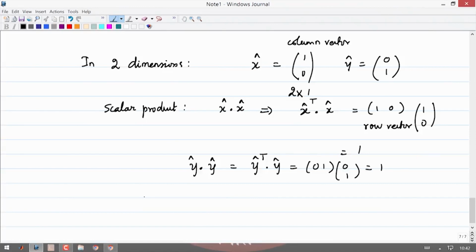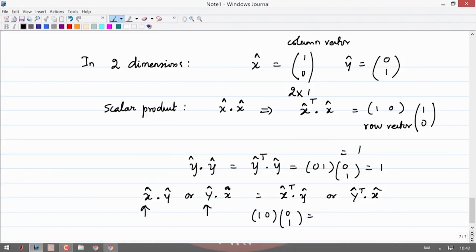And in this notation it is also very clear when you write x dot y or y dot x, both of which are 0. Essentially what it means is the left hand vector is written as the transpose, x t dotted y or y t dotted x, and you can see right away that x t is 1 0 and y is 0 1, which gives 0, and likewise y t is 0 1 multiplying 1 0, and that is also 0.